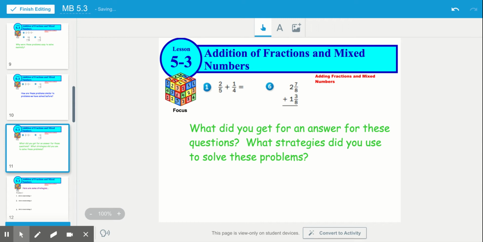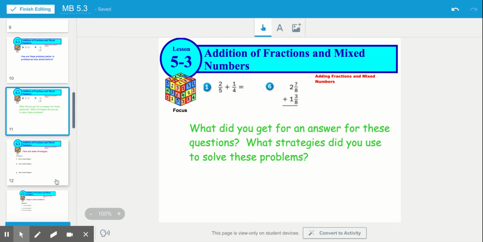What did you get for an answer for these questions? That is another question to help you in guiding your reflection and your thinking here. What strategies did you use to solve these two problems? Did you do anything special?